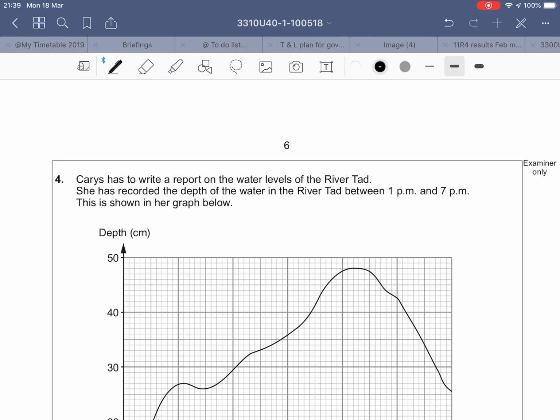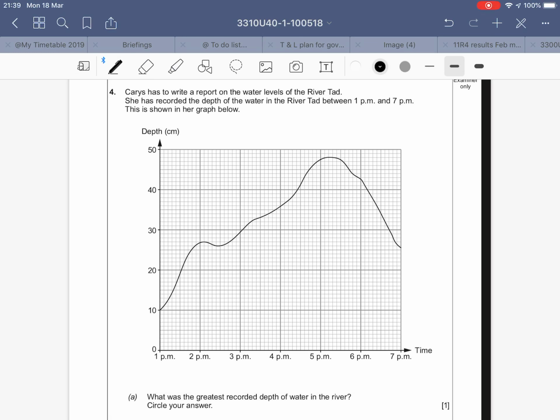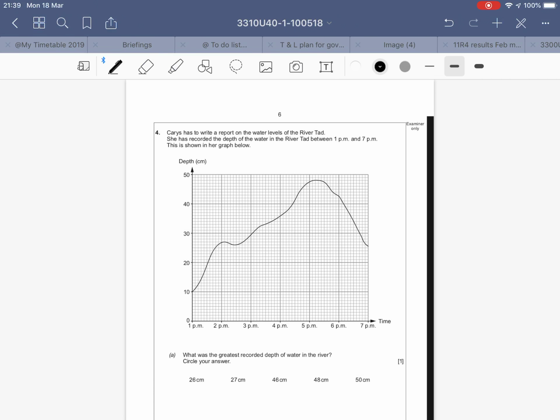Question 4. Caris has to write a report on the water levels of the River Tad. She has recorded the depth of water in the River Tad between 1 p.m. and 7 p.m. and this is shown on the graph. What was the greatest recorded depth of water in the river? And I have to circle my answer. So here on the graph I can see the greatest depth of the water, and if I go across, I can see that we're hitting 48. So that's the one that I'm going to circle, 48 centimetres.